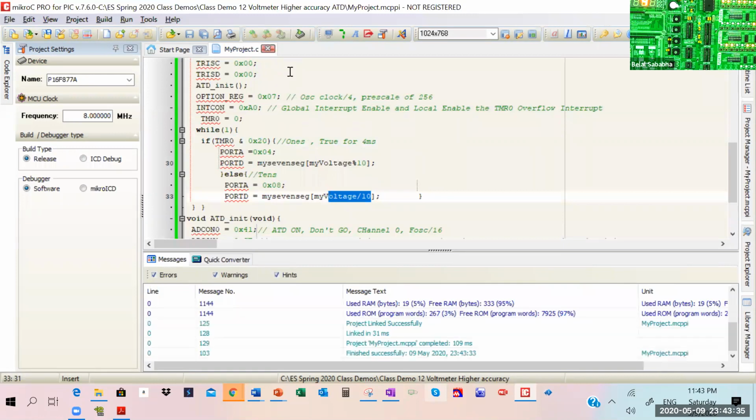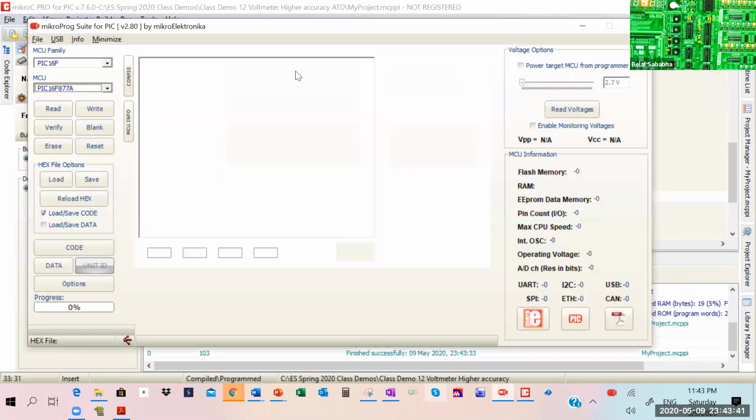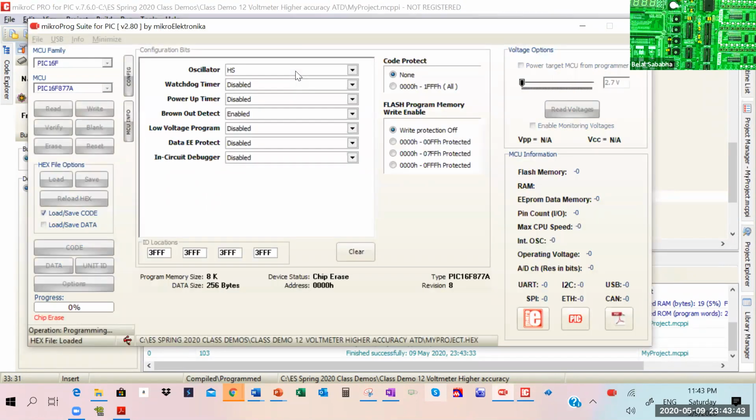The 7 segments are part of chapter 8. I'll explain it in detail over there. Programming, and this is the last thing. I'm done. Okay.